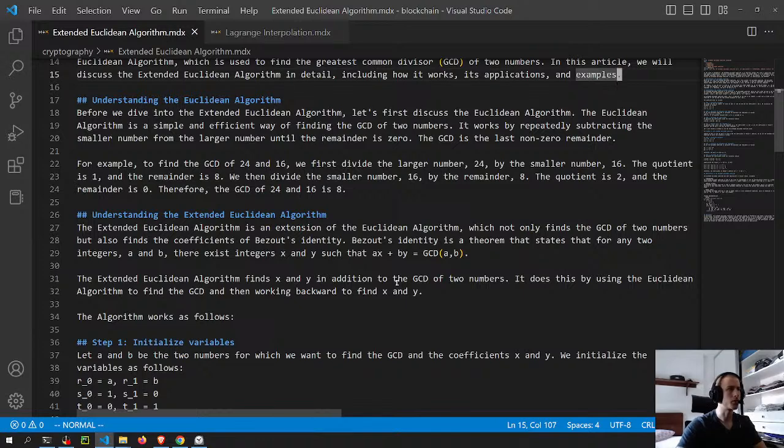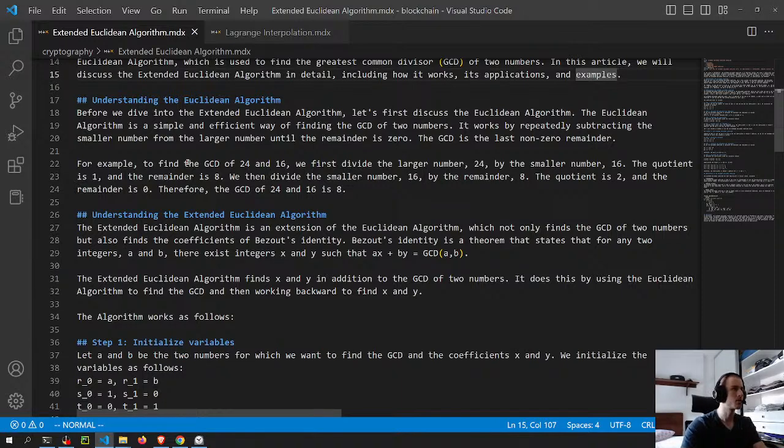The Euclidean algorithm is a simple and efficient way of finding the GCD of two numbers. It works by repeatedly subtracting the smaller number from the larger number until the remainder is zero. Smaller number from the larger number. So dividing the smallest by the... Yeah, dividing, getting the remainder. No, maybe I'm misunderstanding this. And it's just the last non-zero remainder.